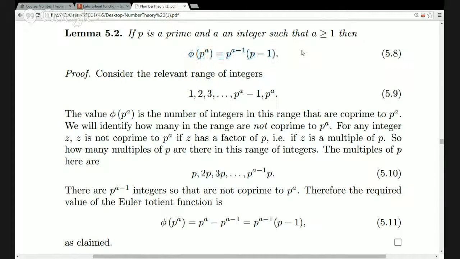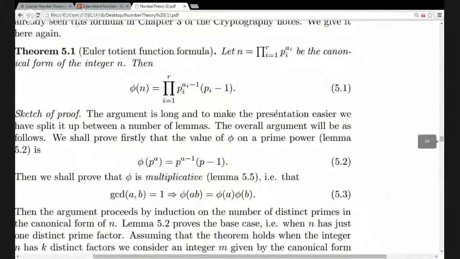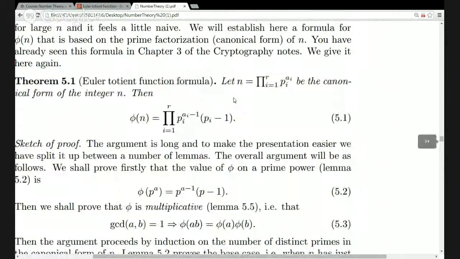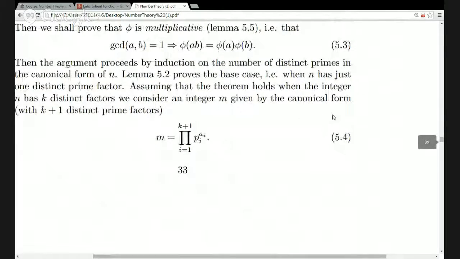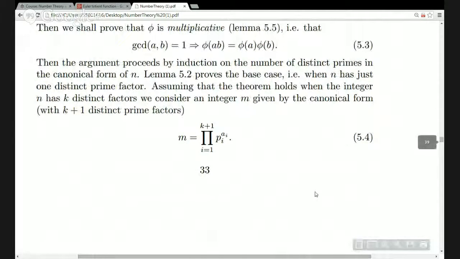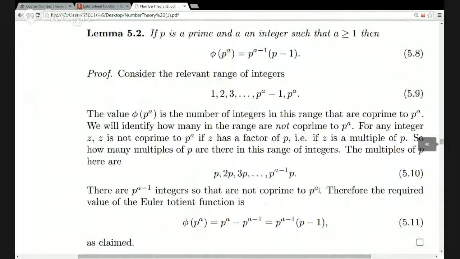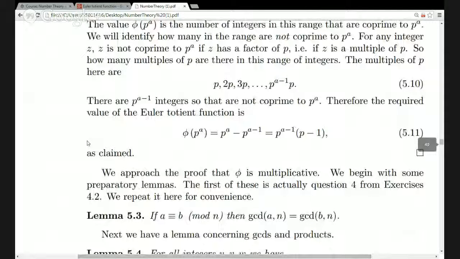Okay. So that's the special case of the Euler totient formula in the case where r equals 1, where your number n is just a prime power itself. Well, that's great. That's the base case of the induction proof dealt with. So we know the formula is true for prime powers. We now just have to establish that it's true for all numbers.